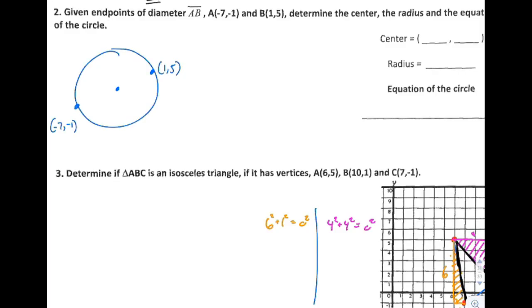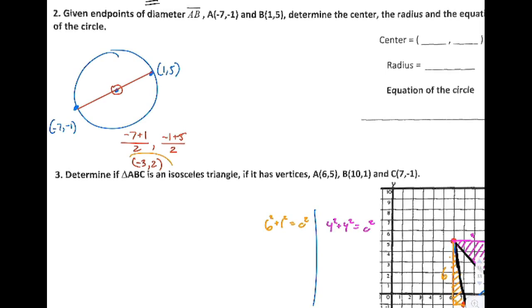Now, number 2 is a question that puts a whole bunch of things together. We talked about being given the endpoints of a diameter in class, that you can find the center by just finding the midpoint. So I'm going to do that first. -7 plus 1 divided by 2, and -1 plus 5 divided by 2. Add up the x's, divide by 2, add up the y's, divide by 2. That's going to give you -3 and +2. So -3, 2 is our center, because that's this point right here.